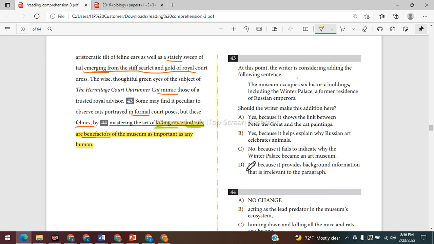It's totally irrelevant. Who cares about the museum occupying 6 historic buildings in the Winter Palace, a former residence of the Russian emperors? It has nothing to do with the cats. No one cares there, right? So this is probably the easiest one we have done.